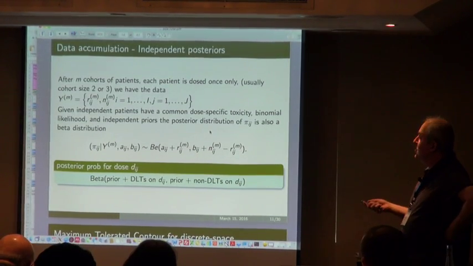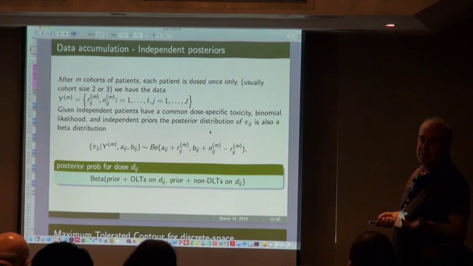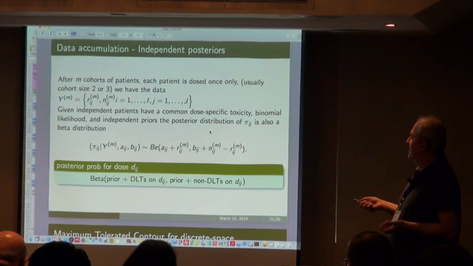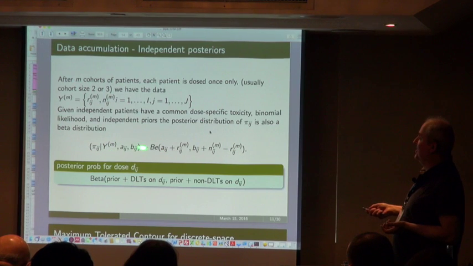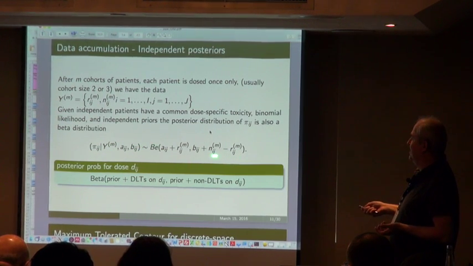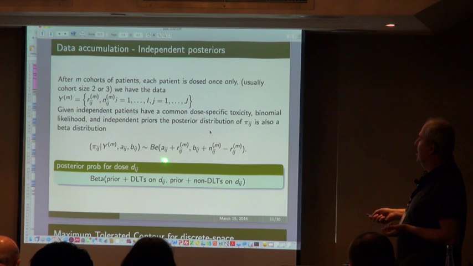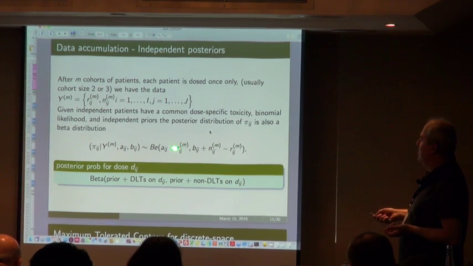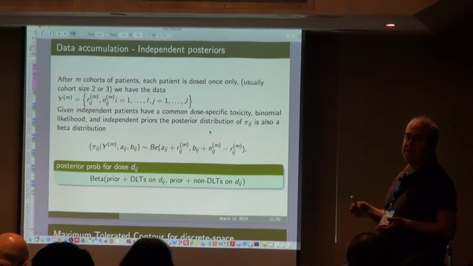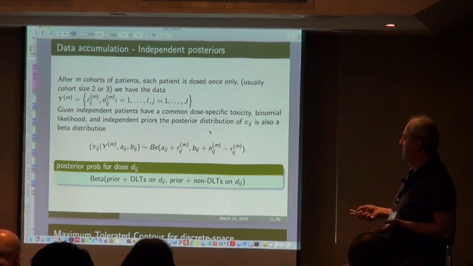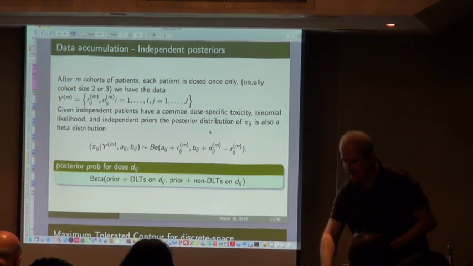And how we do the standard thing is you have a beta prior for every dose combination. After M cohorts, we're going to have a number of DLTs and a number of people at every dose combination, and we're just going to do the standard posterior calculation, which is still a beta distribution where you're adding all your prior parameters to your number of DLTs and number of non-DLTs. So I now have a posterior distribution for every dose combination. They're all independent at the moment, and this is all standard stats theory.